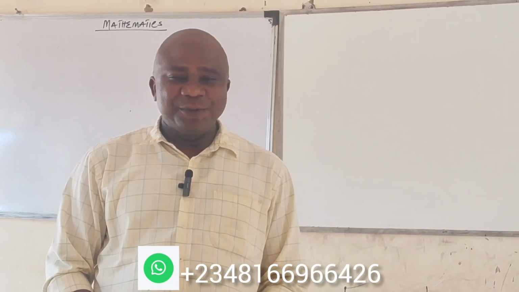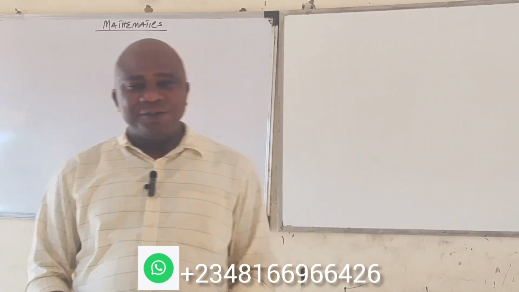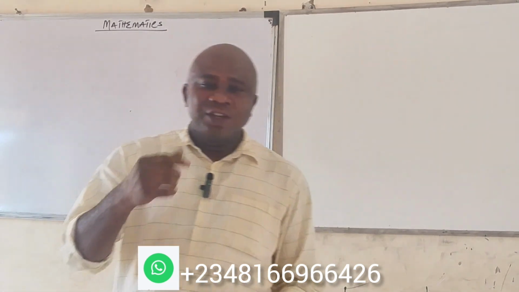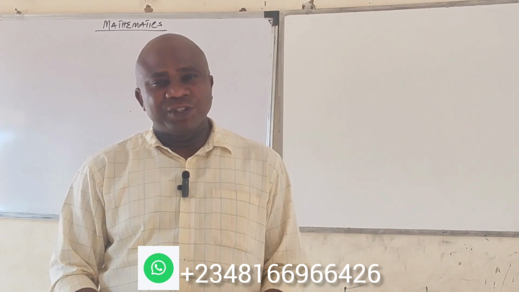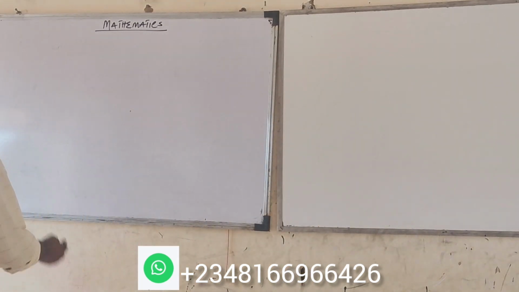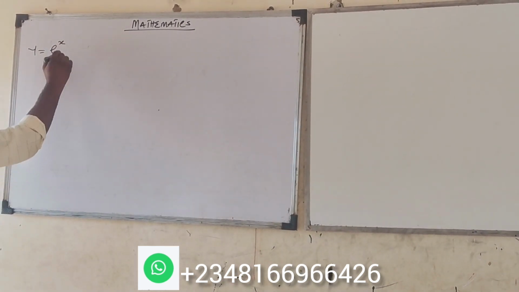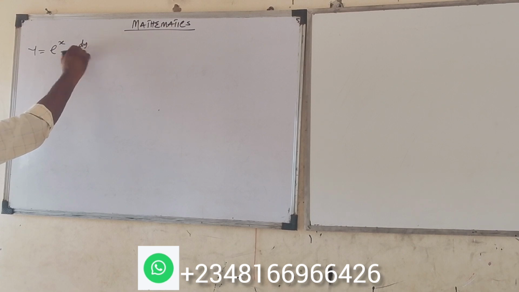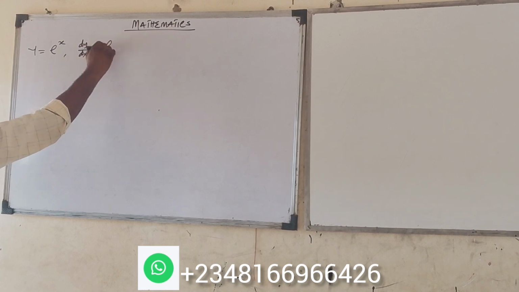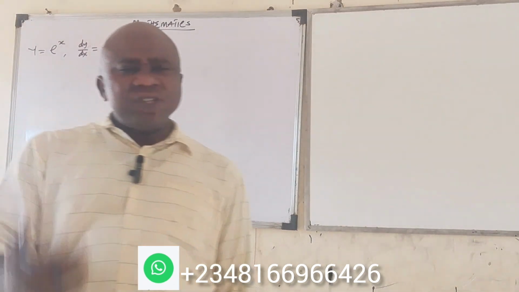Today, we are going to be looking at a very fast method of finding the derivative, or differentiating, Euler functions. Yes, let's get started. Now, we all know that if y is equal to e raised to the power of x, this is the Euler function. Then dy/dx will still give e raised to the power of x. So when you differentiate e raised to the power of x, it gives e raised to the power of x.